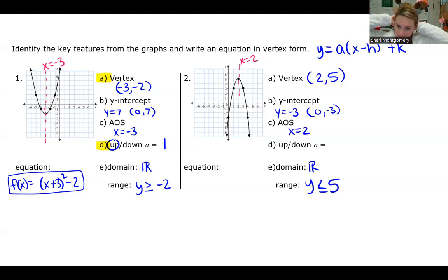Now let's look at our A value. Is it opening up or opening down? Down. So automatically, if I'm opening down, I need to have a negative over here so I don't forget it in my equation. Now we need to figure out, is it going by 1 or is it going by something else?